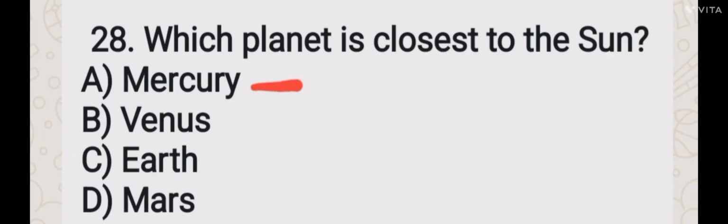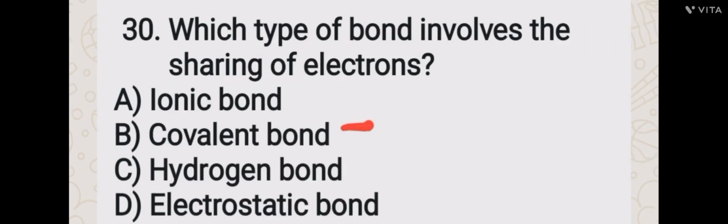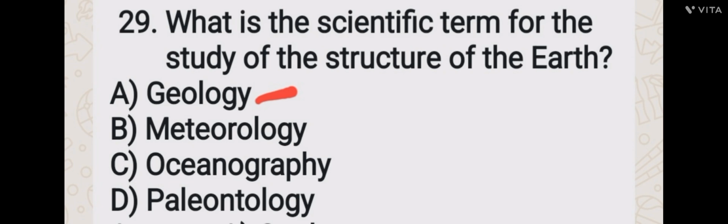Which planet is closest to the sun? Option A. Mercury. Which type of bond involves the sharing of electrons? Option B. Covalent bond. What is the scientific term for the study of the structure of the earth? Option A. Geology.